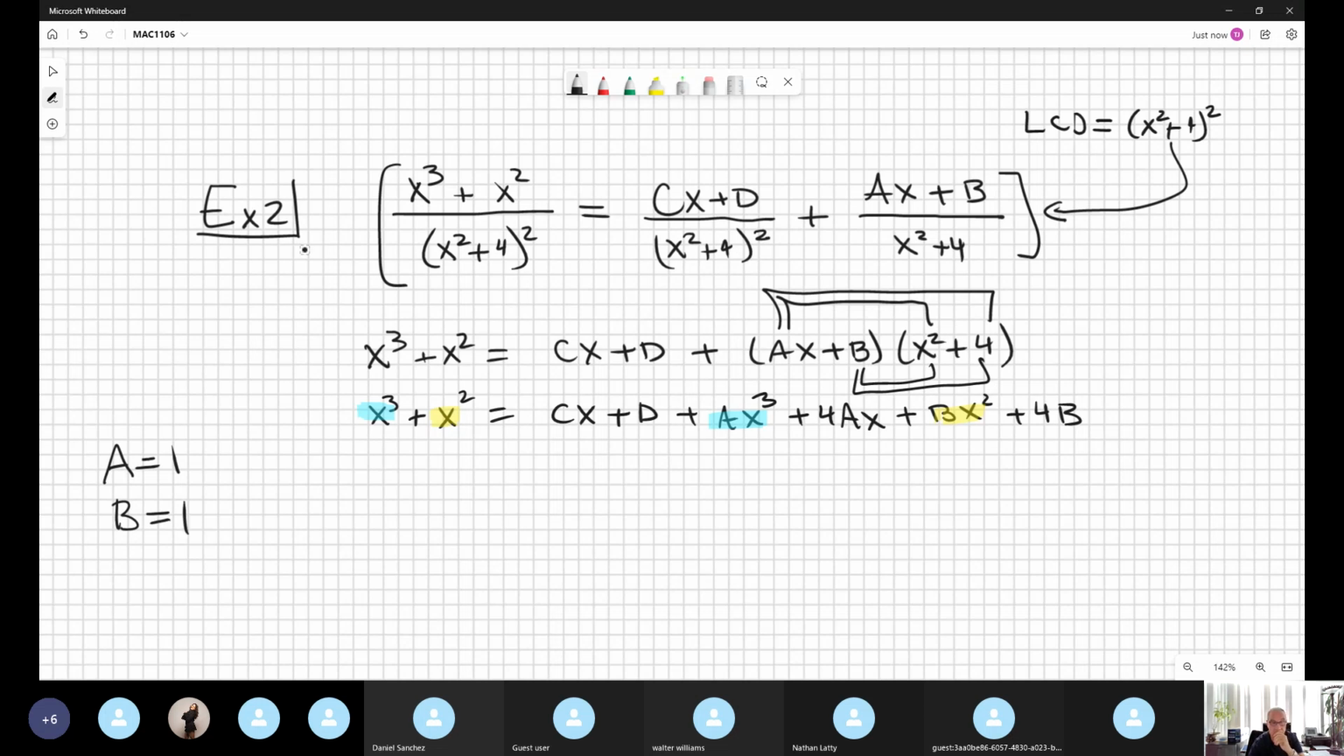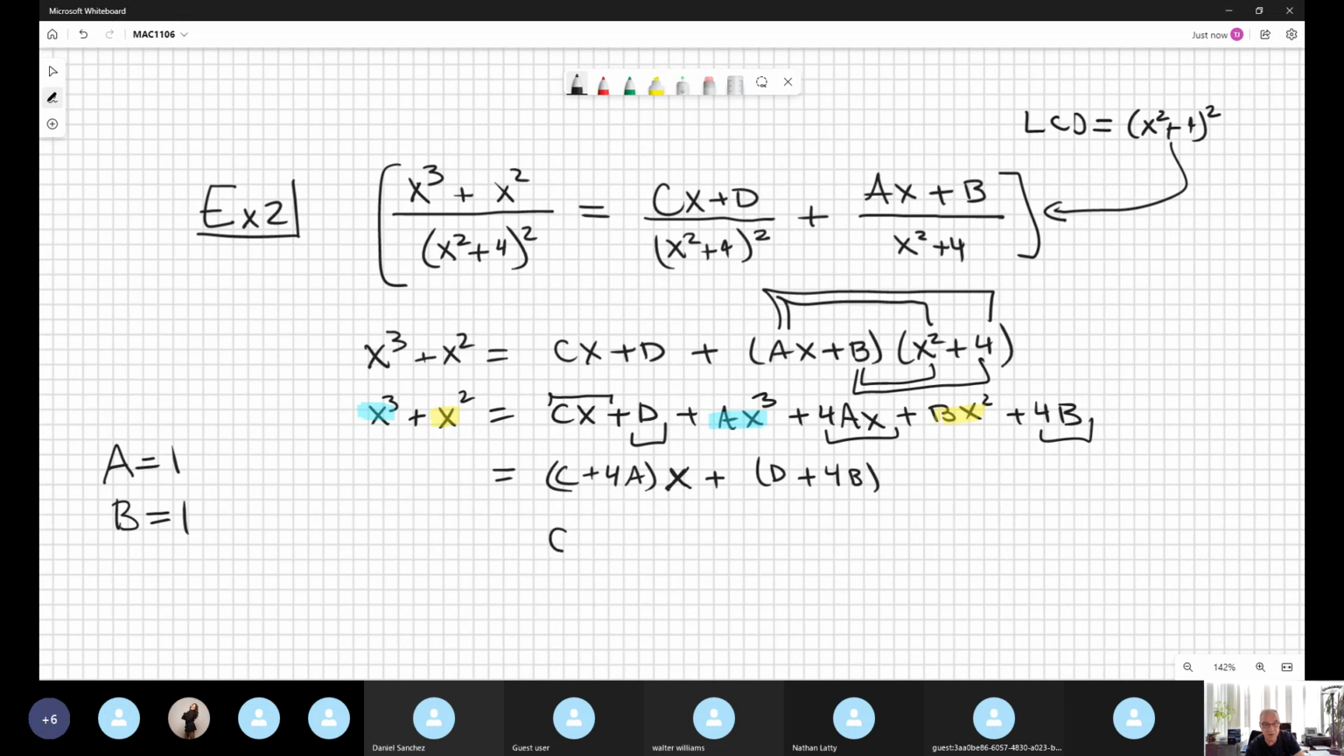Now, we condense or combine, for example, CX and 4AX, que es the same variable, the same exponent. Entonces, I condense it in one expression that looks like that: C plus 4A, X, plus, and we condense in D and for B, is D plus 4B. But I don't see any term on the left hand side that contains X and no X.